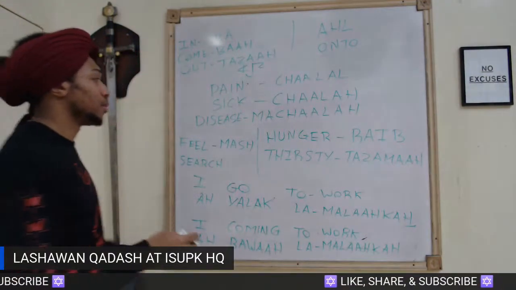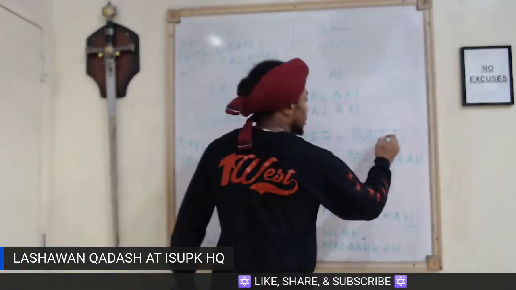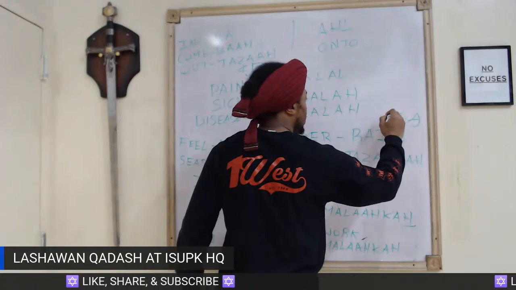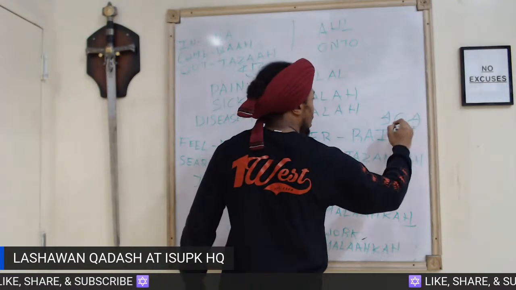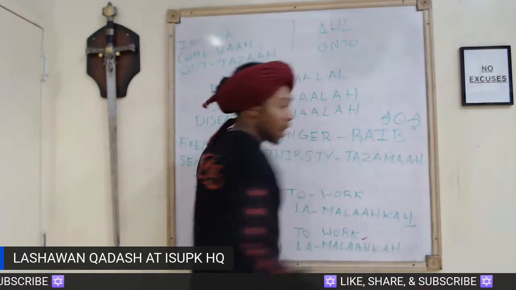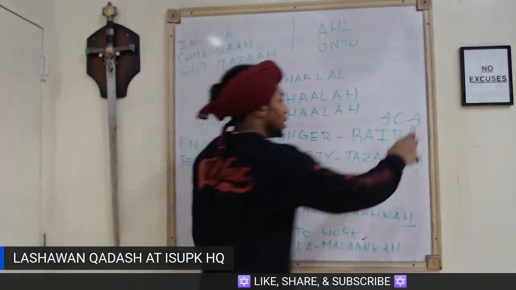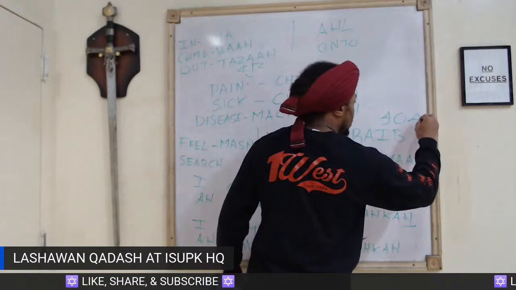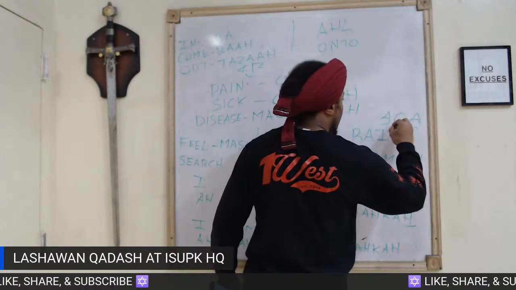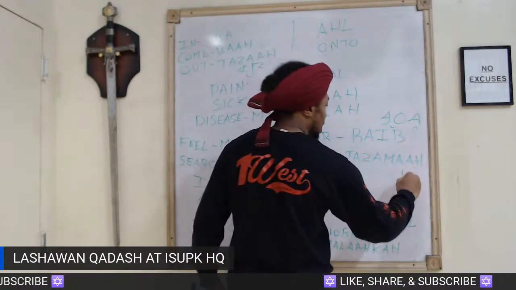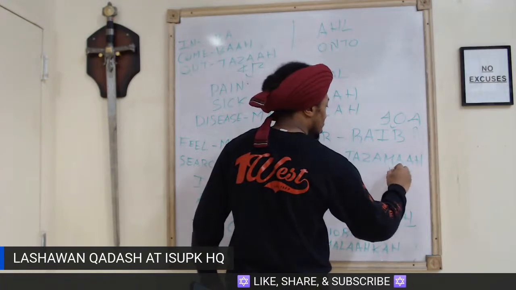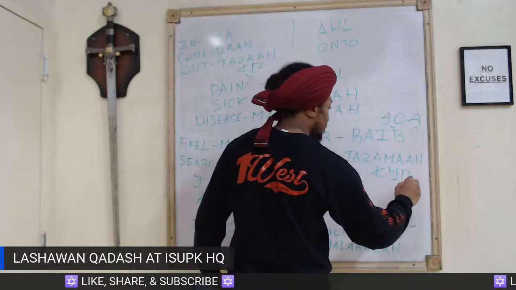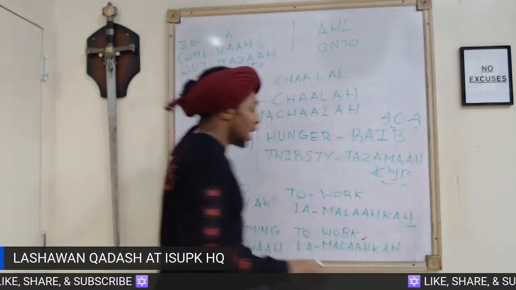Okay. So ra'aib, ra'aib. No, what did I do wrong? Ra'aib. Put the bar here. Right. Ra'aib. And then we got what? Taza ma'a. Taza ma'a.